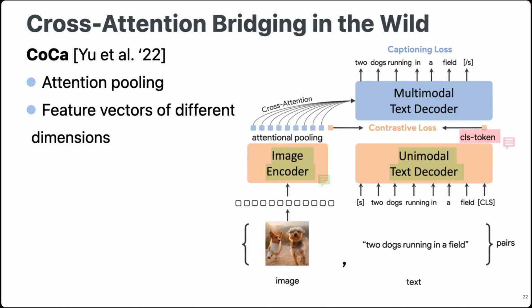So to do this, you can do something called attention pooling, basically a single transformer layer that projects one dimension to another dimension to bridge the dimension gap.